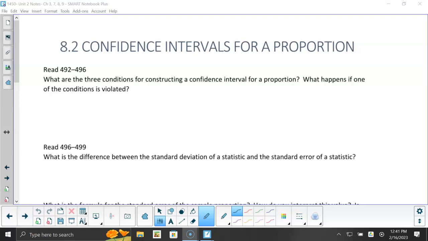We are coming back to confidence intervals. Where did I lose my pen this time? There it is.